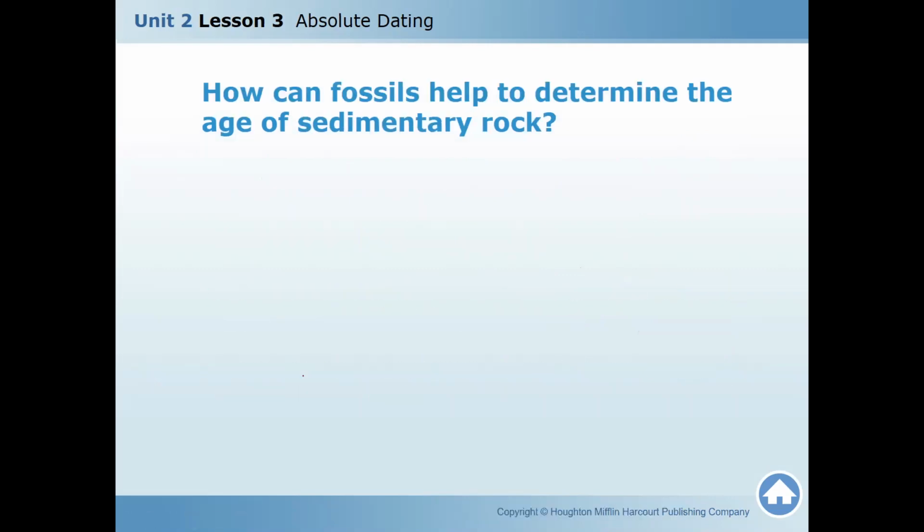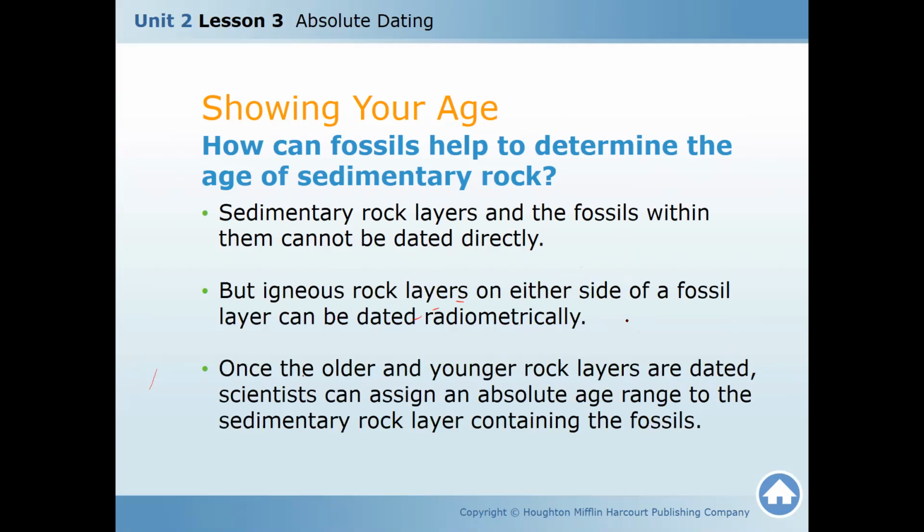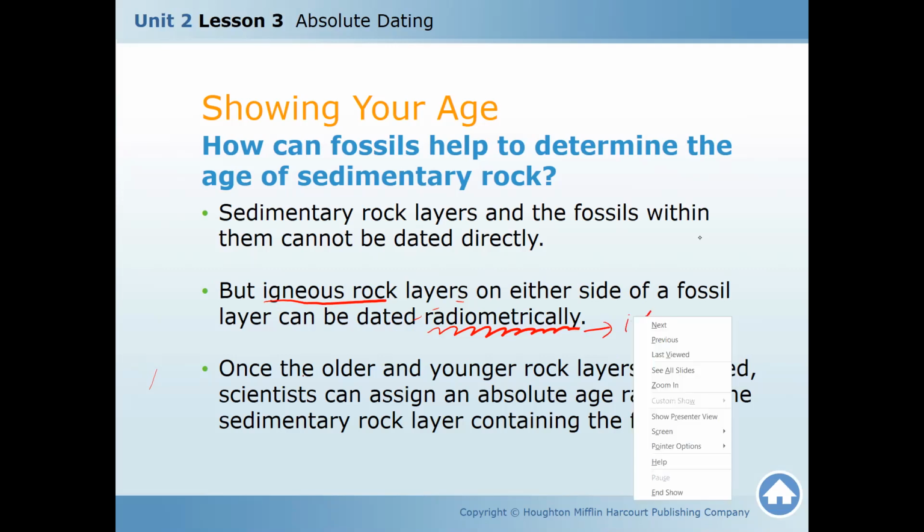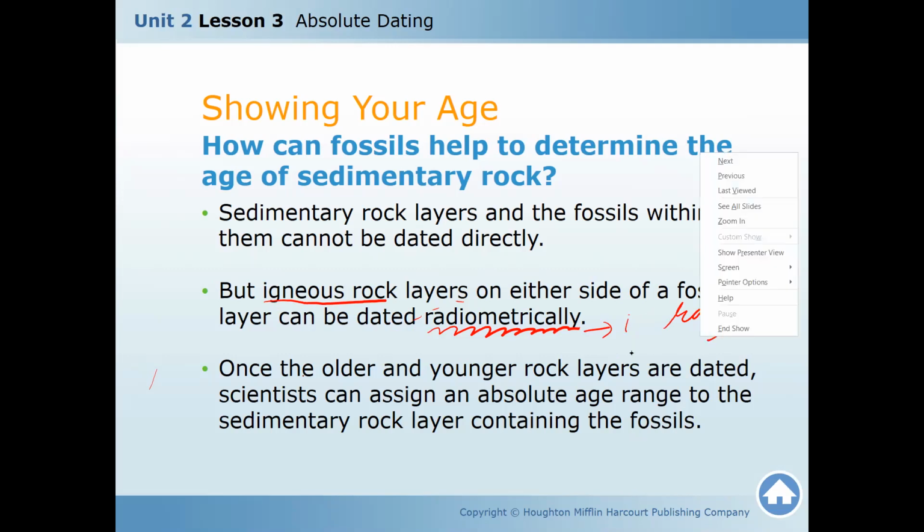But igneous rocks on either side of a fossil layer can be dated radiometrically. What is the method for dating the igneous rock? It can be done radiometrically. Yesterday, what did I tell you? By using isotopes, by using radioisotopes.